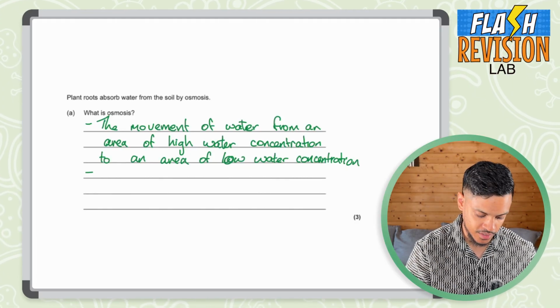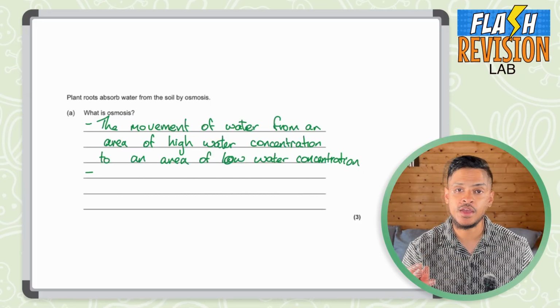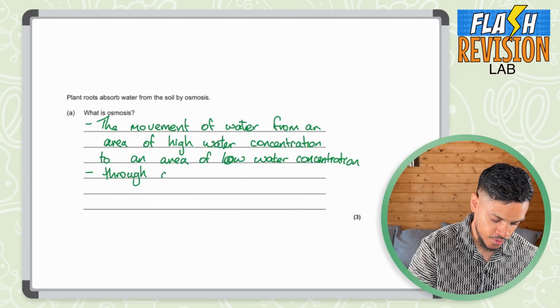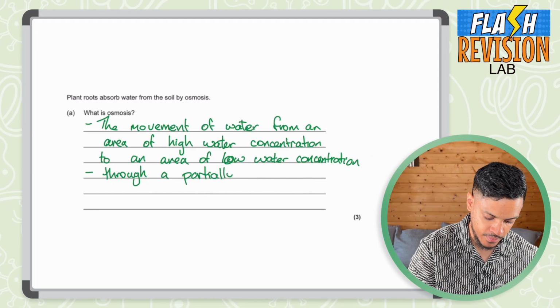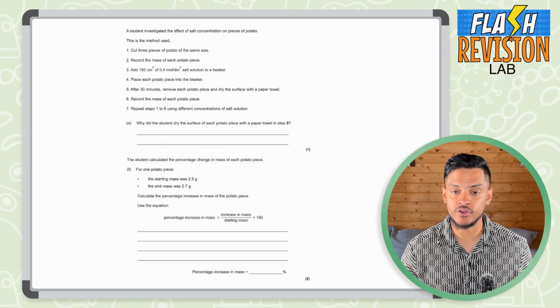The other 2 marks is to actually mention the membrane that it goes across. You have to say that it's partially permeable. So we say through a partially permeable membrane. And that's 3 marks.